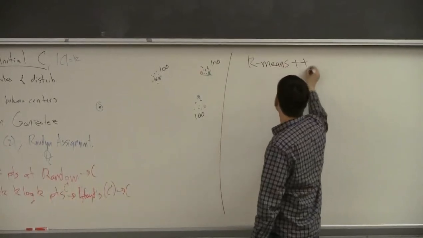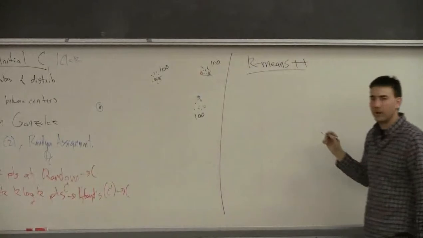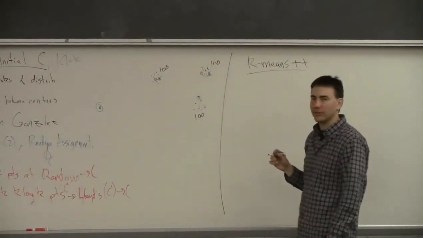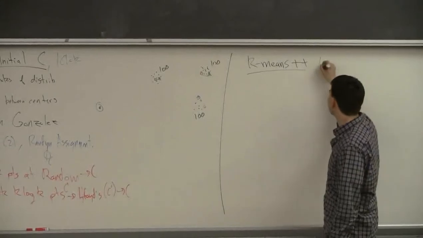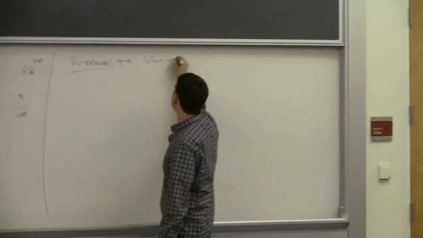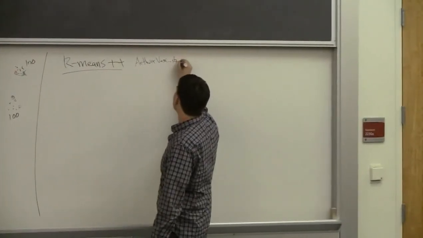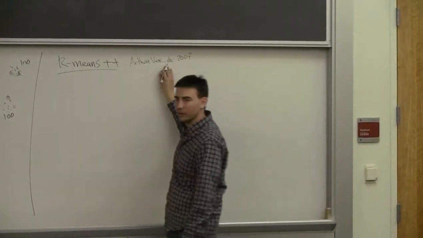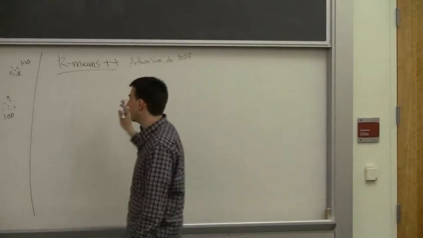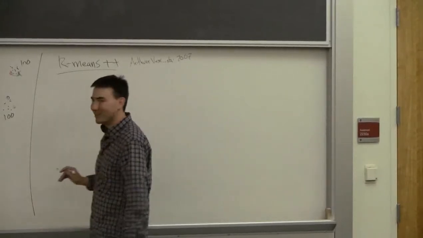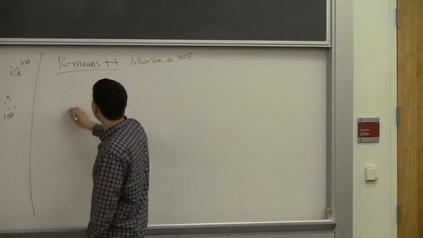Okay, so this is called k-means plus plus. This was a paper by Arthur and Vassilvitskii in like 2007. So don't make me try and spell Sergey's name. I think I can do it, but there's a lot of letters in there.